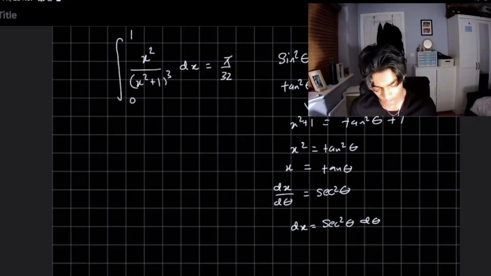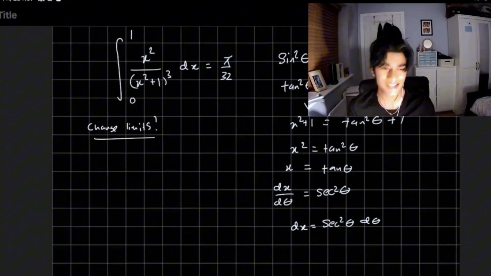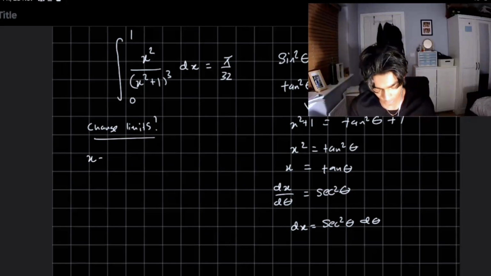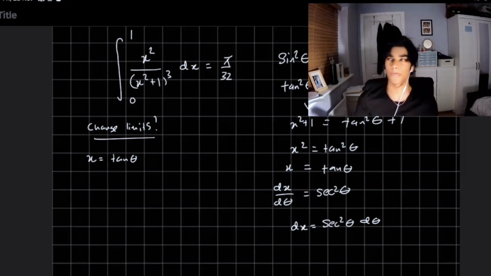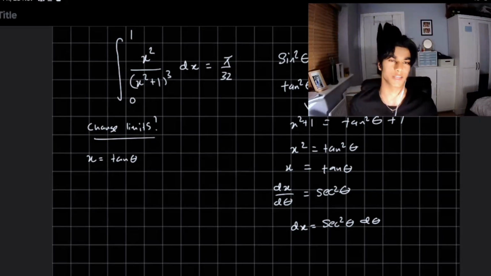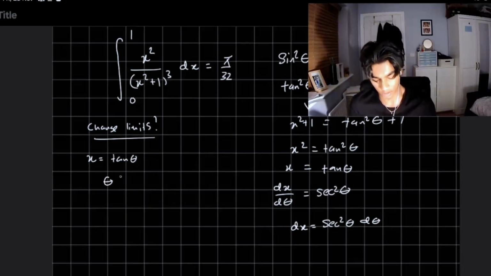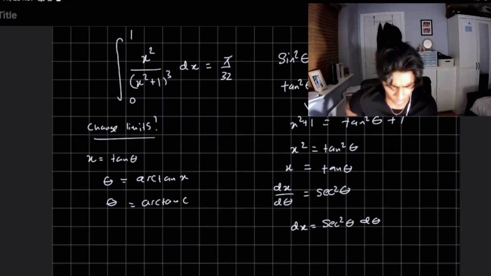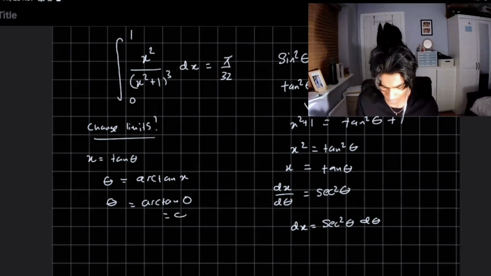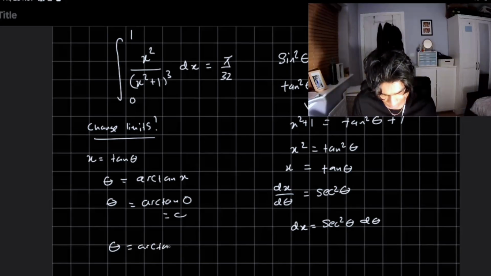Now the limits are 0 and 1, so we're going to change the limits. We know x equals tan theta. Since we're making a substitution, we're going to integrate in terms of theta now, so we need to change the x limits for theta. So theta will equal arctan x. Theta will be arctan 0, which is 0. Let me double check. Yeah, it is 0. And then theta equals arctan 1, which is pi over 4 radians.